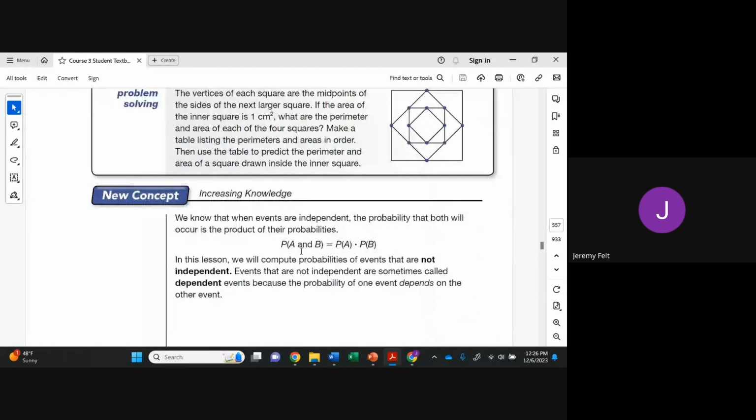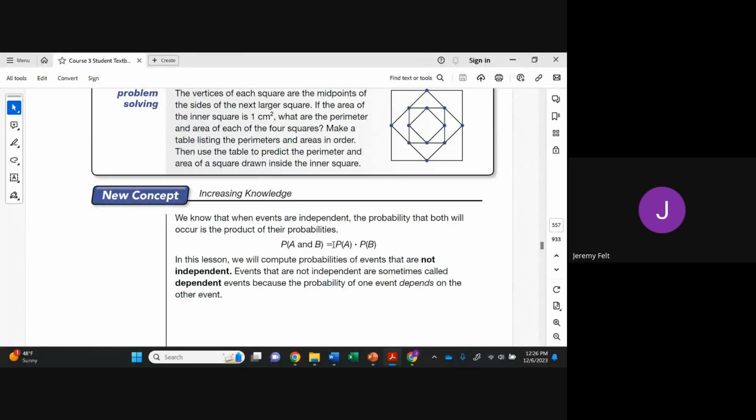How do we find that? We know that when events are independent, we just find the probability of event A and B and multiply them together. Probability of flipping a coin, landing on heads, rolling a die, and getting a 6. We have a 1 in 2 chance of getting heads. We have a 1 in 6 chance of getting 6. We multiply those together, we get a 1 in 12 chance.